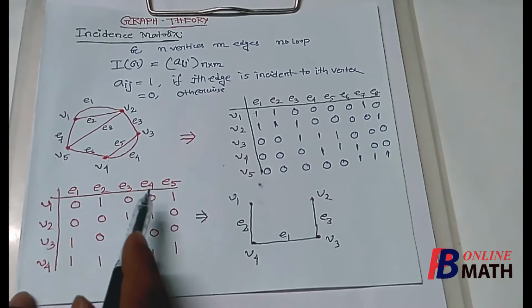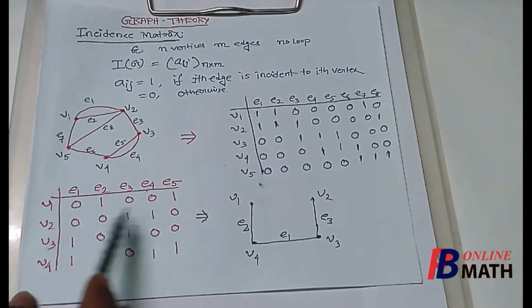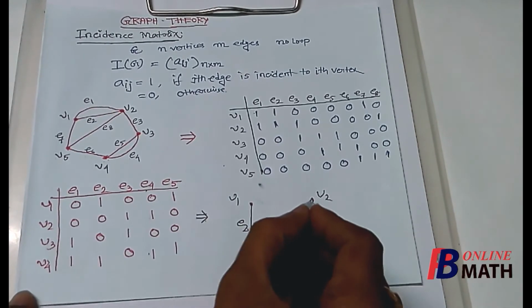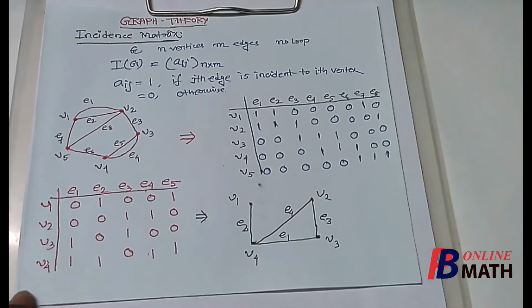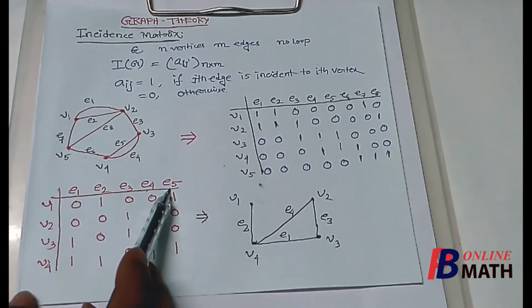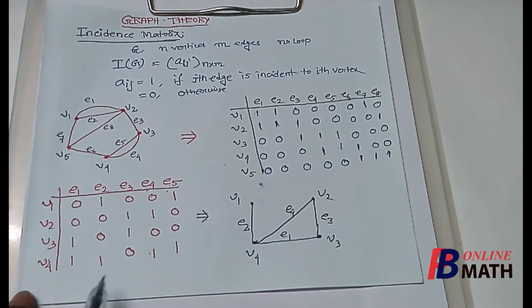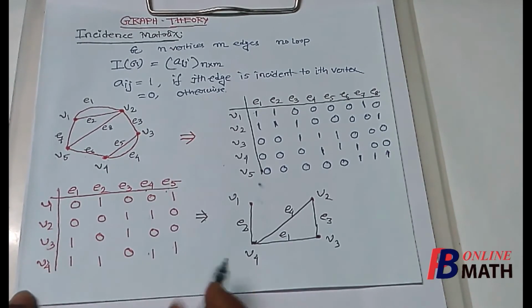The next edge is E4. From the matrix we find that E4 is adjacent to both V2 and V4. So we connect V2 and V4, and this edge is denoted by E4. And finally, we consider this edge E5. We find that E5 is adjacent to both V1 and V4. So the edge which connects V1 and V4 is denoted by E5.